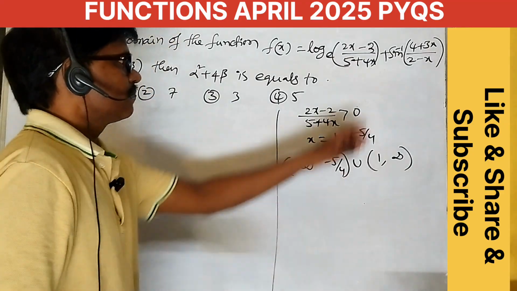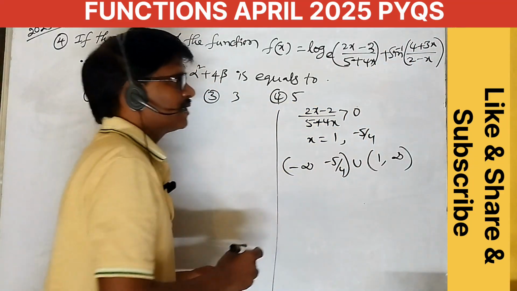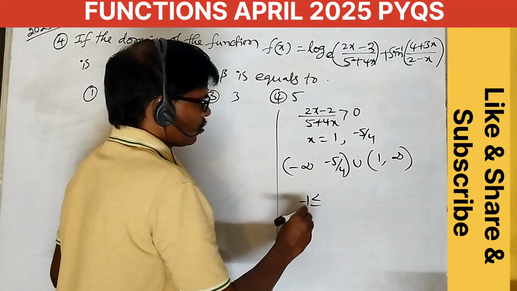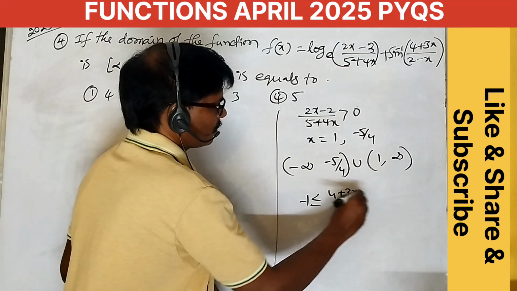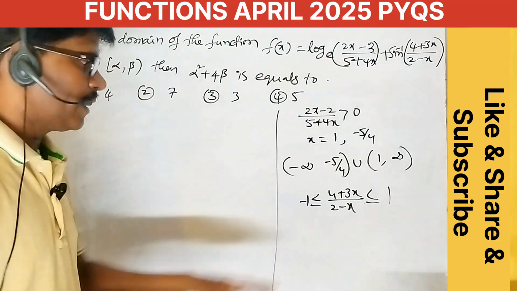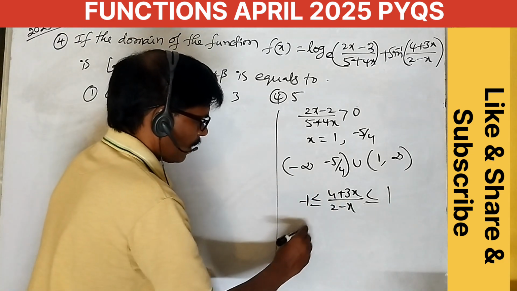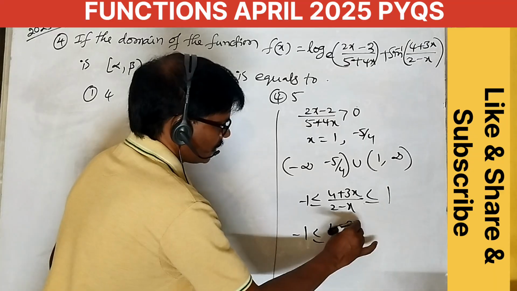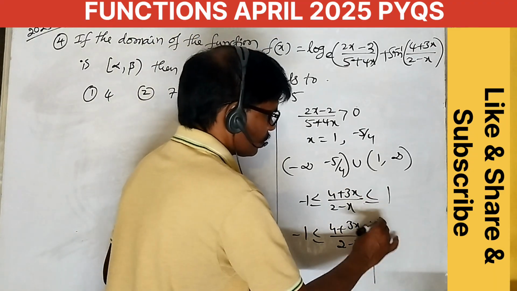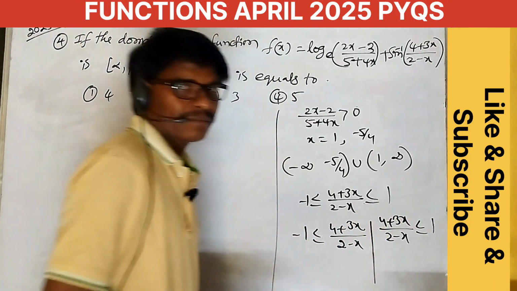Next, the second function. What is the second function here? The second function is sin inverse of (4 plus 3x) by (2 minus x). This is the x part, which lies between minus 1 less than or equal to (4 plus 3x) by (2 minus x) less than or equal to 1. This is the range of the function. Okay, simplify this one. These are two parts. Minus 1 less than or equal to (4 plus 3x) by (2 minus x) is one part. Next, another one: (4 plus 3x) by (2 minus x) less than or equal to 1.